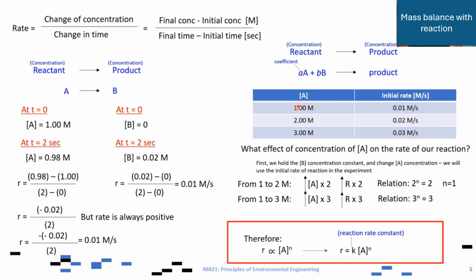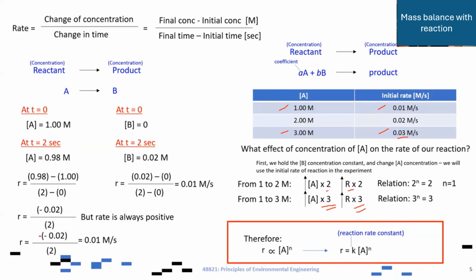If you look from 1 to 3, from this side and this side, you can see that the initial rate goes from 0.01 to 0.03. So what happens? From 1 to 3, there is a 3-fold increase, right? The concentration goes from 1 to 3, so a 3-fold increase, and the initial rate also increased by 3 folds. All right, so now we ask, what is the relationship between these two? When we increase the concentration, what is the relationship to the reaction rate?